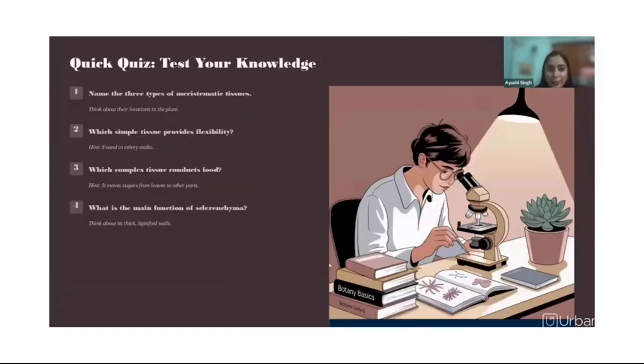Now you can try these questions. Name three types of meristematic tissues. Try answering it in the comment box. Which simple tissue provides flexibility? We have just discussed it right now. Which complex tissue conducts food? And last but not the least, I have given you hints also, so just try figuring that out with a hint as well. And what is the main function of sclerenchyma? You can go back to the previous slide as well. Go back to the video, find the particular slide, and then try answering those.